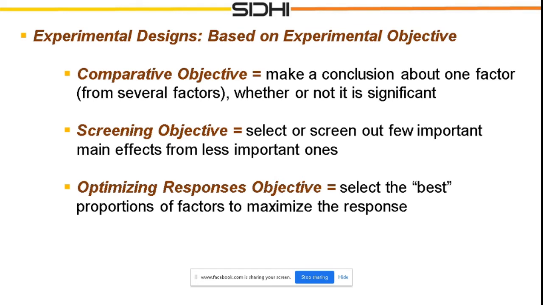And then the last one is optimizing responses objective. So you are selecting the best proportion of factors to maximize the response. So think of it as you're like cooking something. So anong recipe yung kailangan mong gamitin? Anong level ng factor 1, anong level ng factor 2, anong level ng factor 3 will give you the best result. Okay, so that's your optimizing your response objectives.